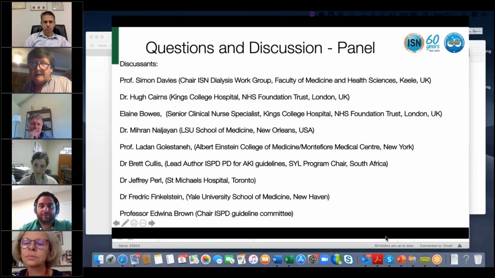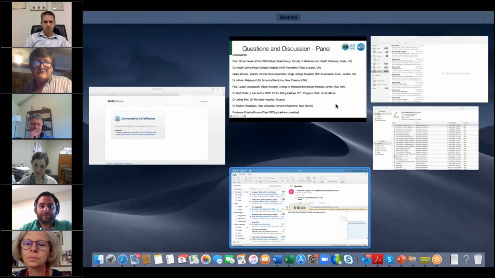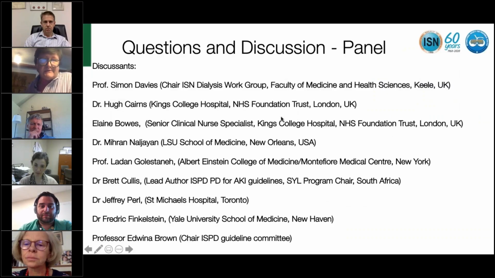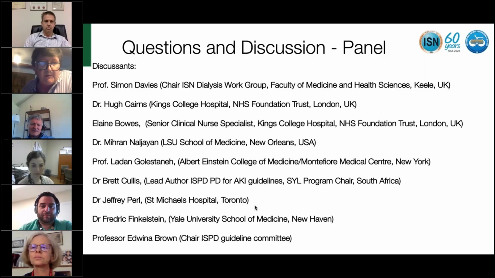So I'm now going to introduce the team to you. My name is Simon Davis. I'm obviously the chair of this discussion panel, working at Keele in the UK. You've already heard from Hugh Cairns, who leads the King's Group on PD, and he's joined on the panel by Elaine Bowes, his senior clinical nurse specialist. Elaine's perhaps a little unusual in that she's also very experienced in placing catheters both for chronic and acute patients. So she's also got a lot of experience in that area.